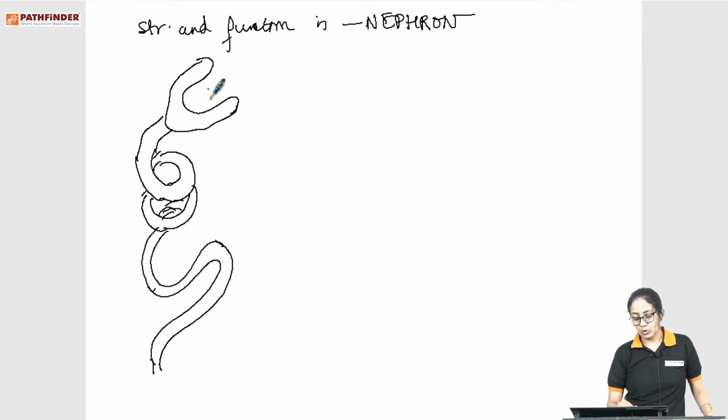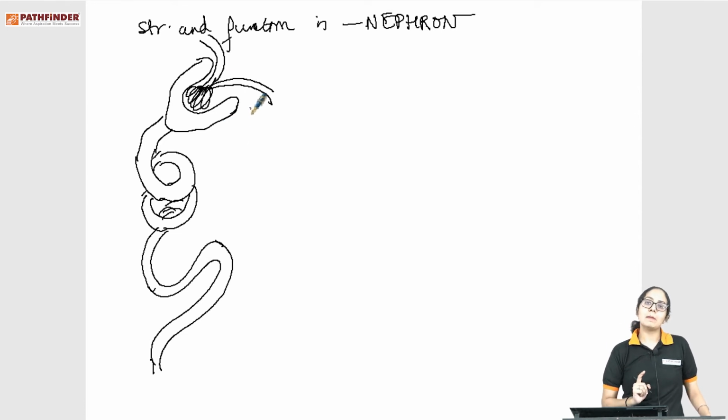Now I have drawn the Bowman's capsule over here. Now what is going to enter here? The afferent arteriole. And then you have the capillaries, a network of capillaries forming the glomerulus, and a thinner or narrower efferent arteriole will come out of it.